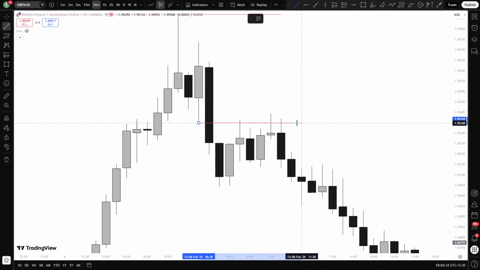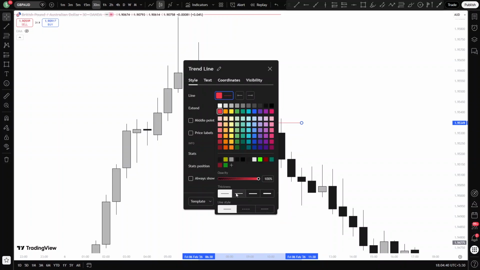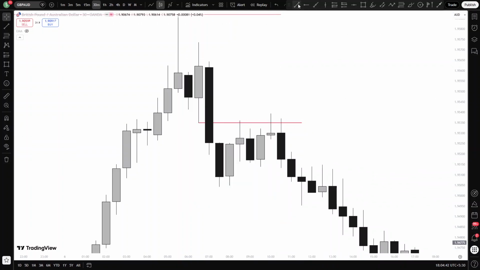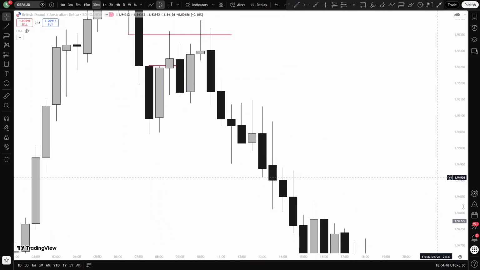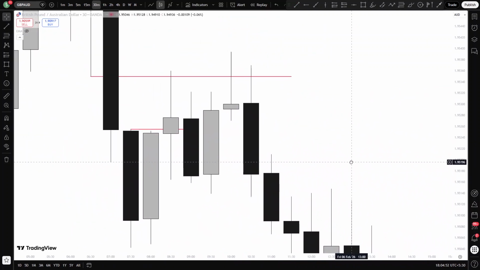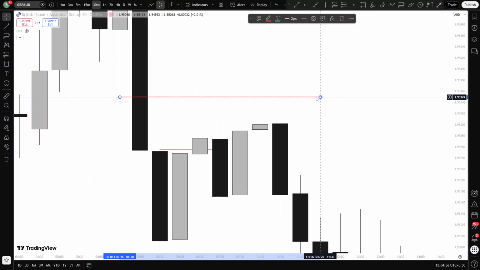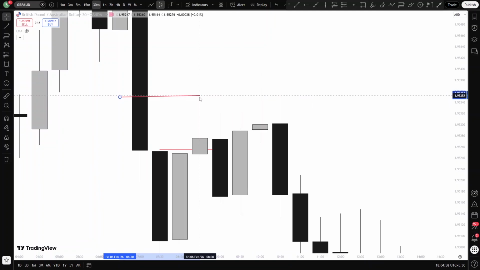Okay, let me just try to do something like this. Okay, so this is our fair value gap. Okay, let's keep on moving. As we are moving down, we said we are going to be looking for liquidity sweep. Once we have liquidity sweep, then we look for the fair value gap. That way it's going to be easy for you.